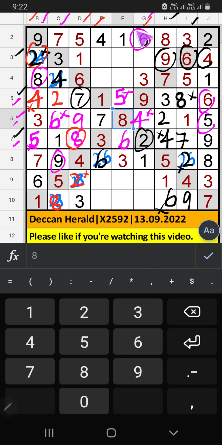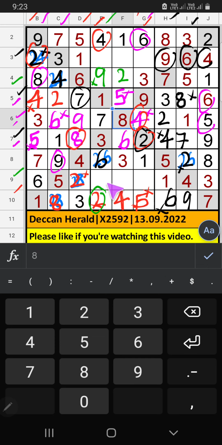Column E, column G, we have 4. So 4 can't come in these cells, then 4 is confirmed here. Then 10th row, two numbers are remaining, 2 and 5. Column G, we have 2. So 2 can't come in the cell, 2 is confirmed here. Then 5 is here. 4th row, two numbers are remaining, 2 and 9. Column E, we have 2. So 2 can't come in the cell, 2 is confirmed here. Then 9 is here.